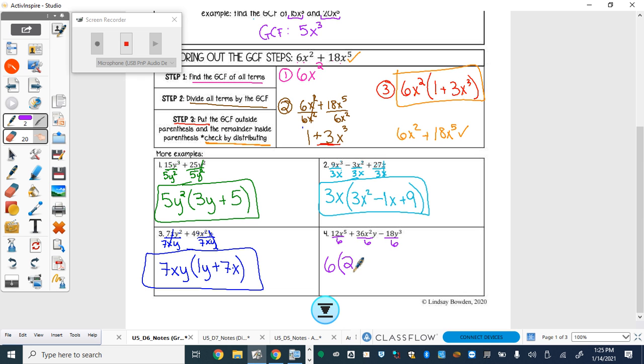12 divided by 6 is 2. 36 divided by 6 is 6, and those exponents are going to stay the same. 18 divided by 6 gives me a minus 3. So I know the hard part might be figuring out that number. That's why I gave you that multiplication chart in the front of the packet. You can always look there to try to figure out your factors.